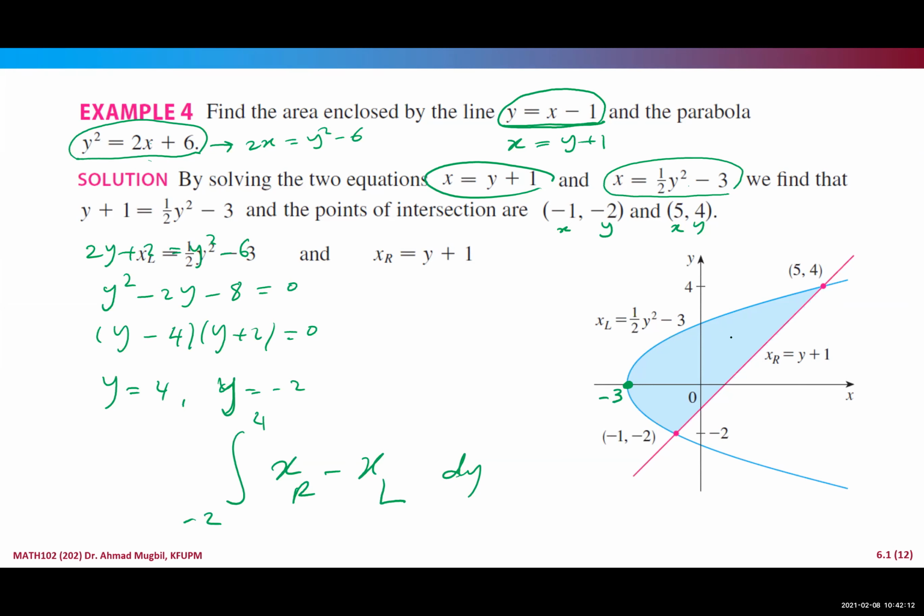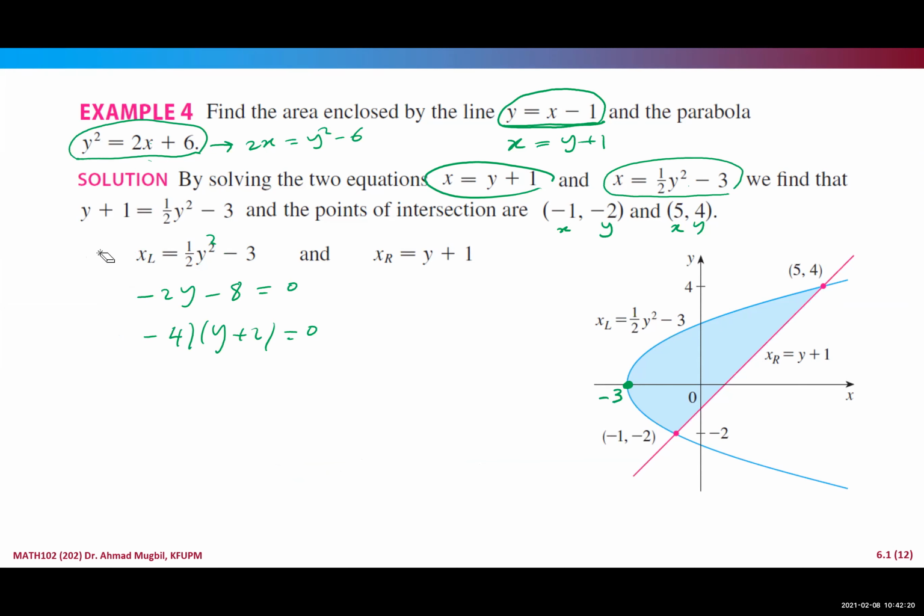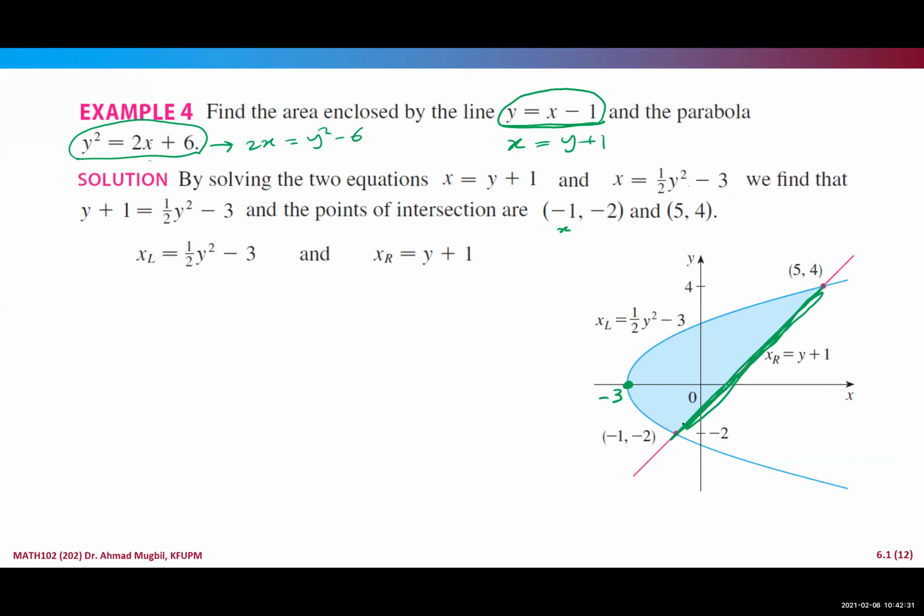Now, this is not easy to be integrated, ya shabab, with respect to x. I will show you that in the next slide. But it will be easy to be integrated with respect to y. Why is it easy to integrate with respect to y? Because here you have a curve that is on the right, and you have a curve on the left. One curve is always on the right, and one curve is always on the left. So this one is x right, this is x left, and you will integrate from here to here. What is this value? y equals -2 until the upper point here, which is y equals 4.